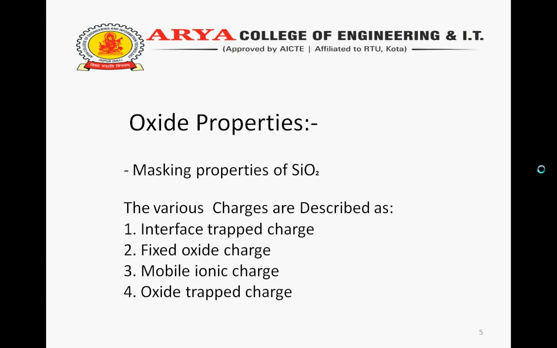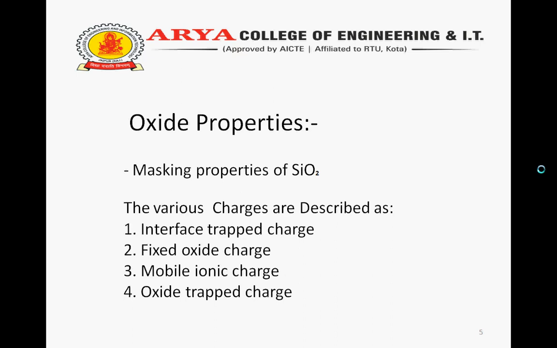The value of the diffusion constant depends upon the concentration, properties and structure of SiO2. The commonly used n-type impurities are P, Sb, As, and the most frequently used p-type impurity is B, boron.